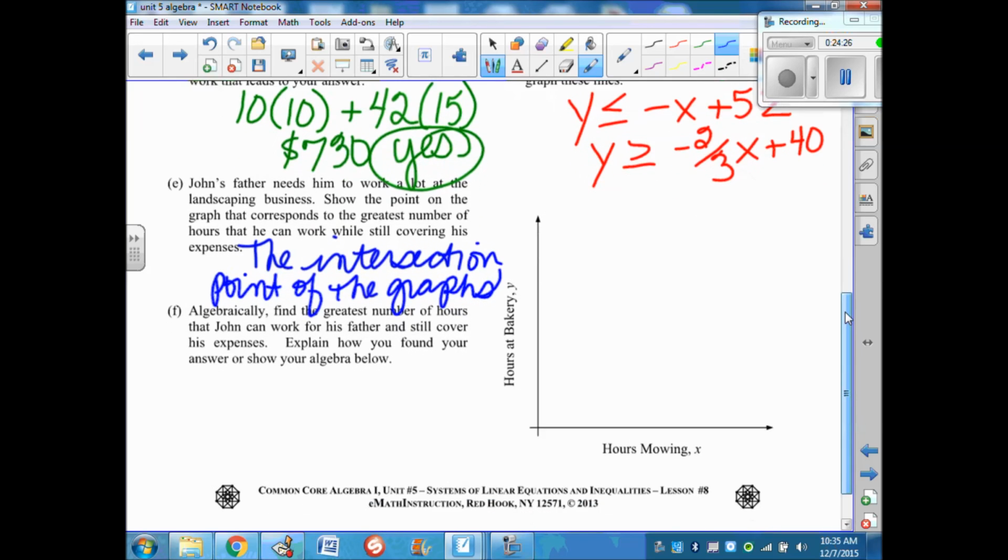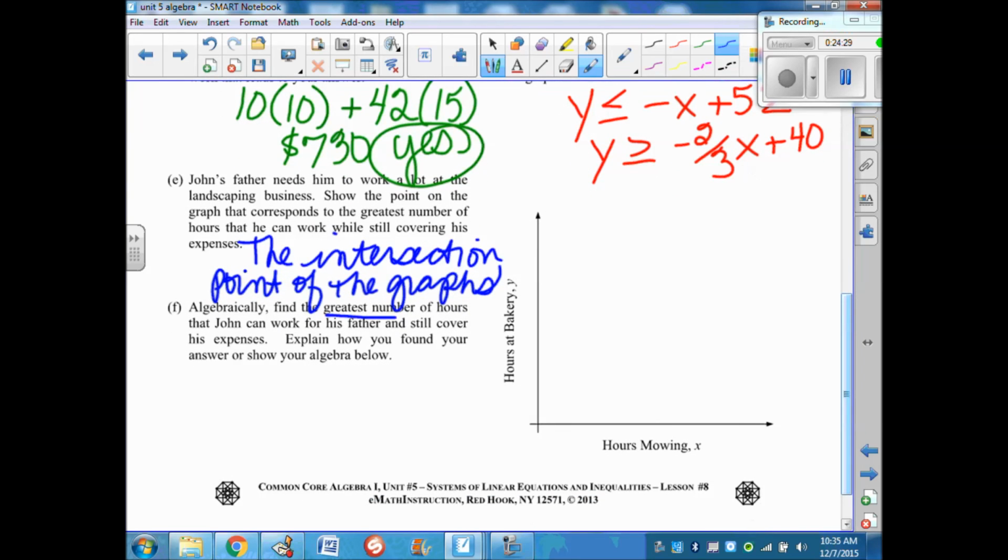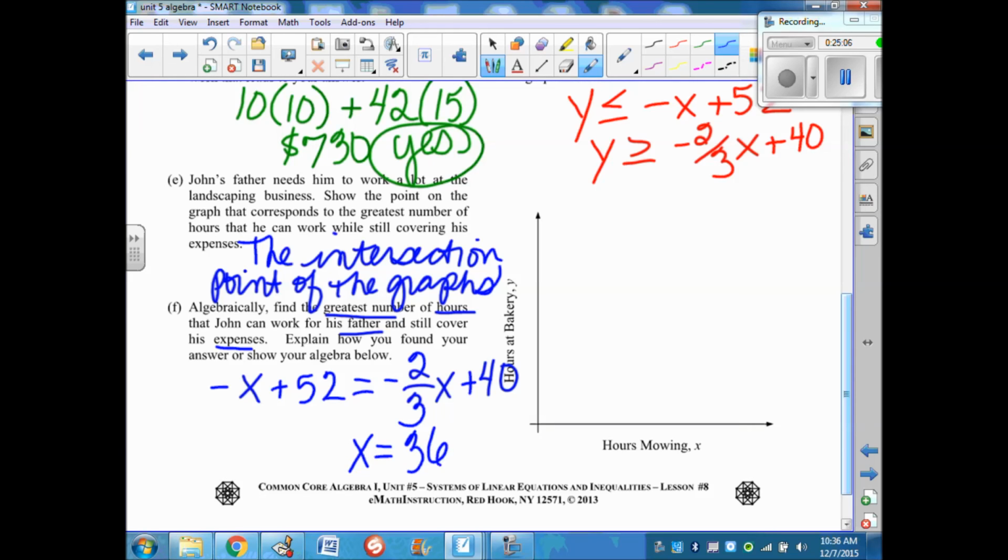And then it says, algebraically find the greatest number of hours that John can work for his father and still cover his expenses, and explain how you found your answer. Okay, so solving this algebraically, we're going to set those two equal to each other. We talked about it graphically: it's that intersection point, where those two equal each other. So we're going to make this an equation and solve it for x. Going through and combining like terms, we get x all by itself. We're going to get 36 hours.